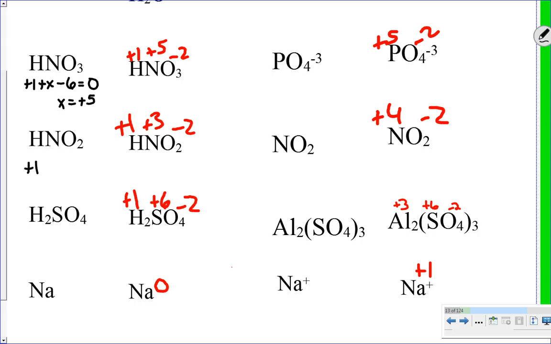In this case, +1 for hydrogen again because it's first, plus x for nitrogen, and I only have a 2 with my oxygen, so 2 times negative 2 is -4, equals 0. So that allows me to solve for my nitrogen being 3.